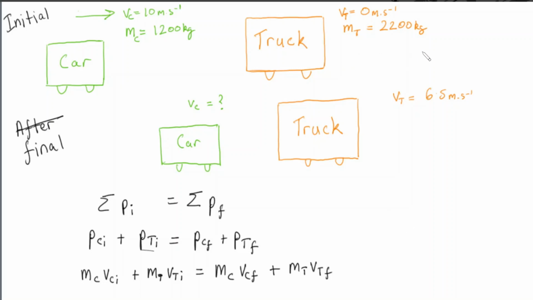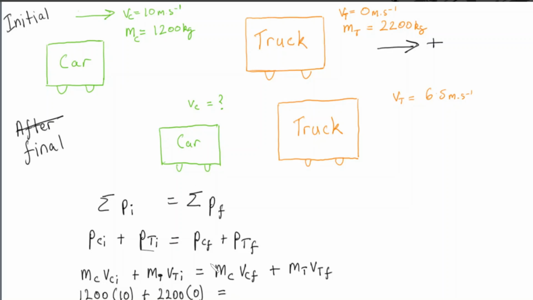But before we do, we always have to assign a direction, which is positive. And my assumption is because this car is going to be moving towards the right when it hits the truck, the truck is also going to move towards the right with the car at the end. So let's make our right as positive. And let's go ahead and plug these values into the equation down here. So the mass of the car is 1,200 kilograms. The velocity of the car initially is 10 meters per second, so I'll put that in. The mass of the truck is going to be 2,200 kilograms, and the velocity of the truck is 0.